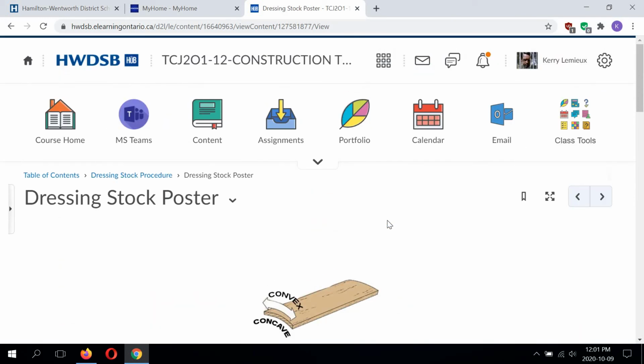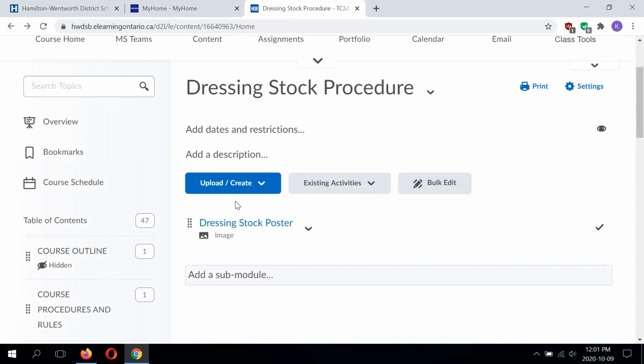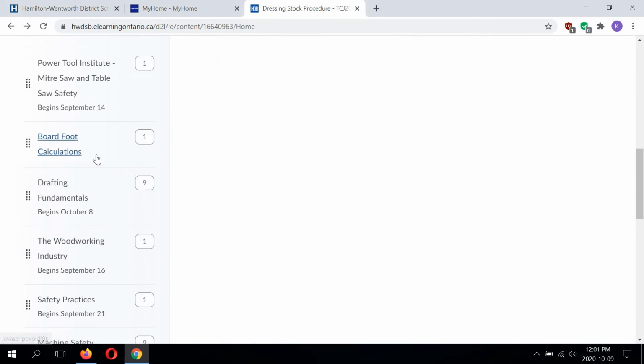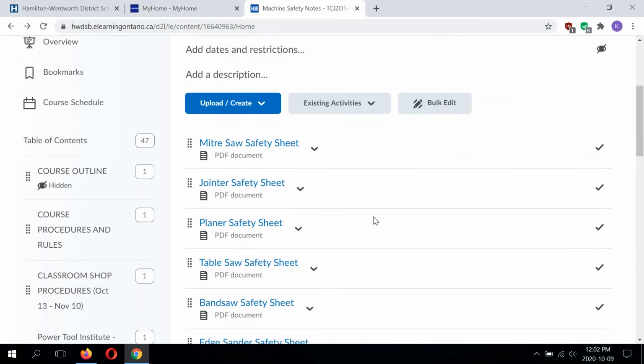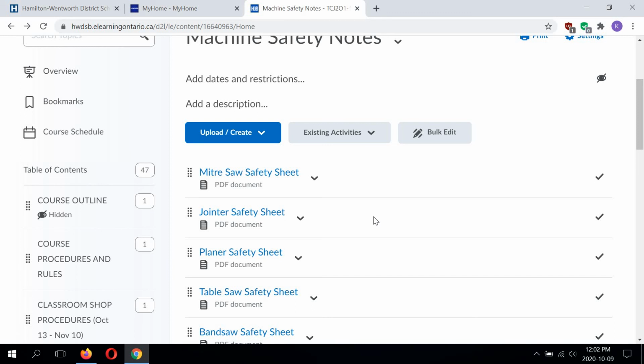So that's some terminology I'd like you to have down pat before you enter the shop next Tuesday or Wednesday, depending on your cohort day. We are going to be referring to these notes right here, which are currently in hidden mode, but they'll be released as we need them next week. These are the machine safety notes for every single machine. I'm going to be referring to these as I do my safety lesson. I'm going to go over all the points in all of these sheets and discuss them as I go, even adding in what I think is important that may not be on the sheet.